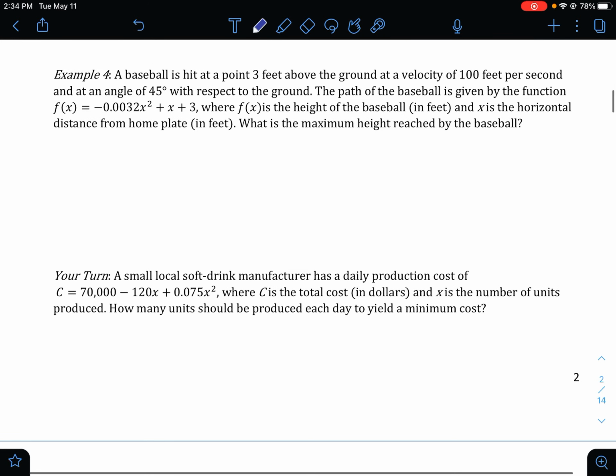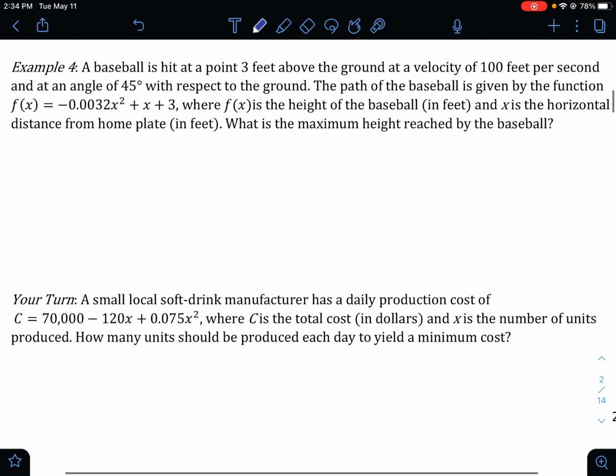All right, and the last problem from today is our math story problem, your favorite and my favorite. And it says a baseball is hit at a point 3 feet above the ground at a velocity of 100 feet per second and at an angle of 45 degrees with respect to the ground. The path of the baseball is given by that function, where f of x is the height of the baseball in feet, so y is how high it is, and x is the horizontal distance from home plate, also in feet. It says, what is the maximum height reached by the ball?